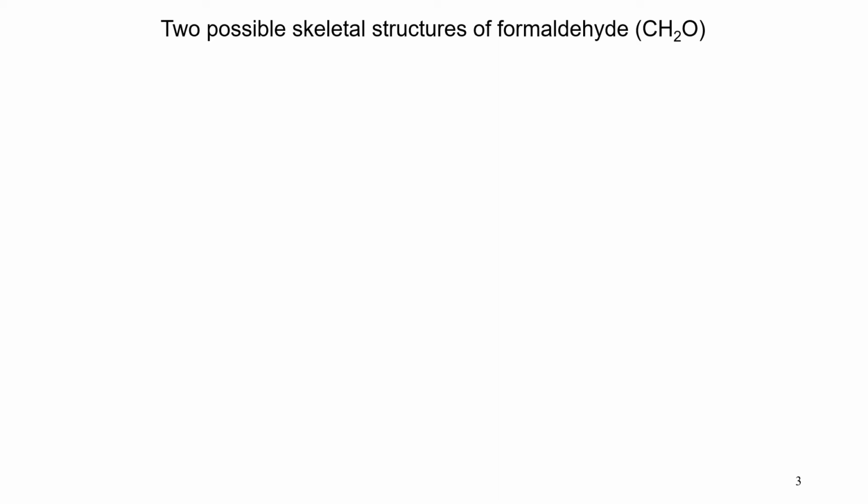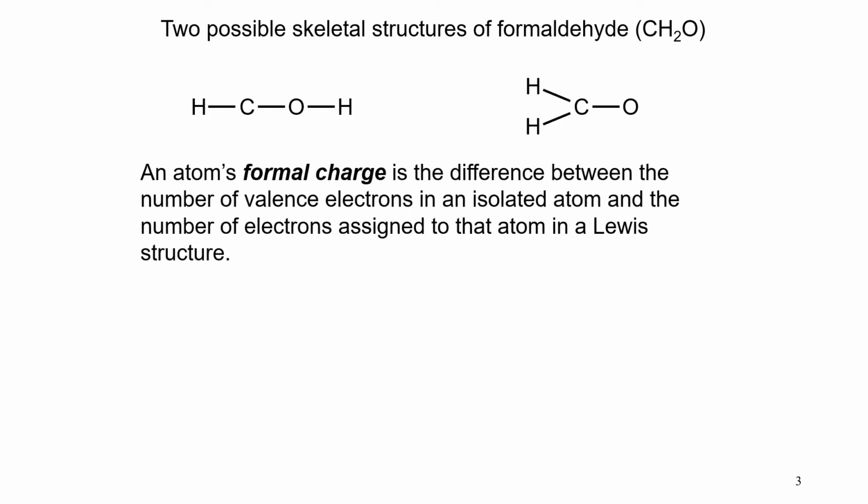And the example we're going to start with is a compound called formaldehyde, which I'm sure you've heard of. And there are two possible ways to draw skeletal structures for this formula. Okay, and we're going to use formal charge to identify the more plausible of those two structures.